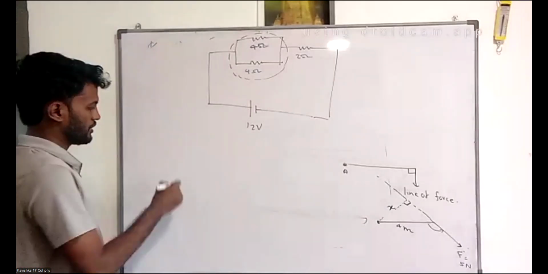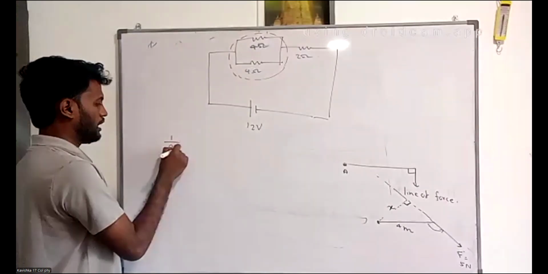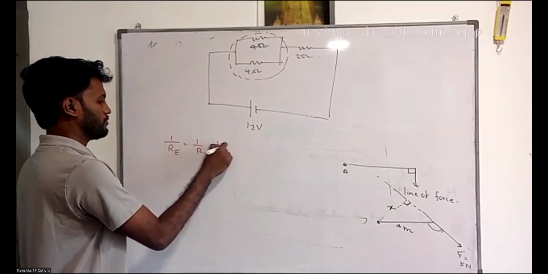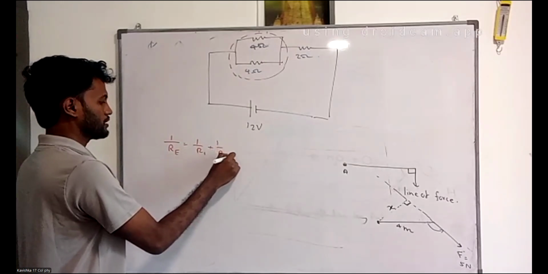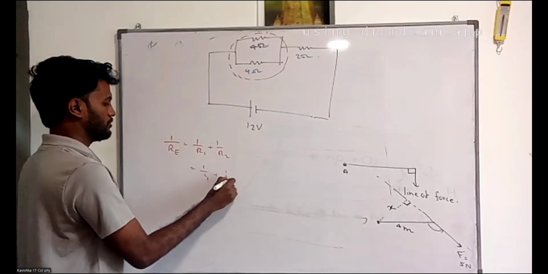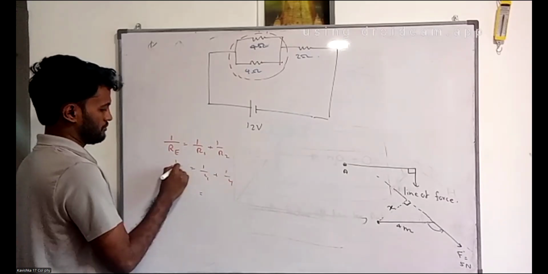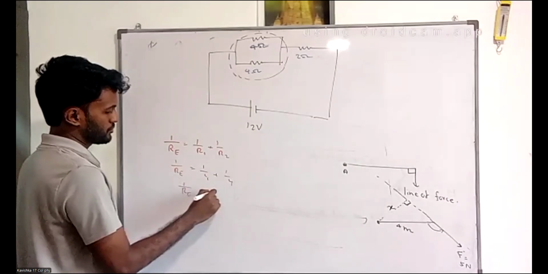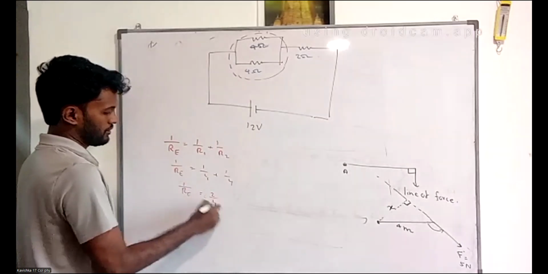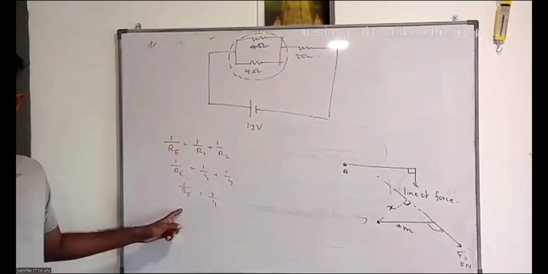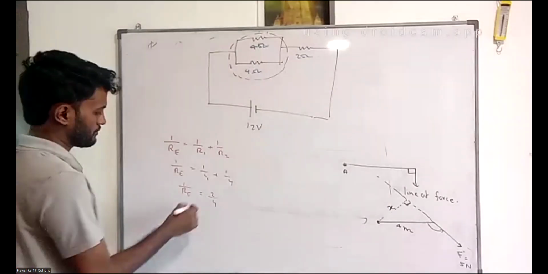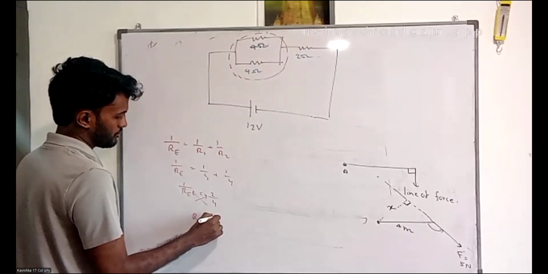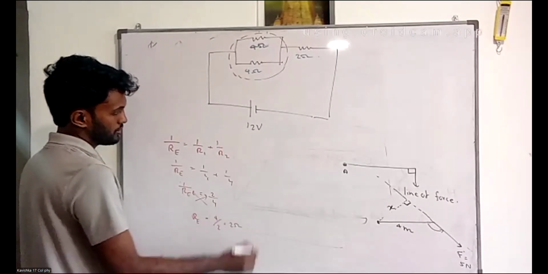So what's the equation? 1 over R_E equals 1 over R1 plus 1 over R2. So this is 1 over 4 plus 1 over 4. So you get 2 over 4. But many people forget that we have to take the reciprocal. We definitely have to cross multiply, so it becomes 4 over 2, which is 2 ohm.